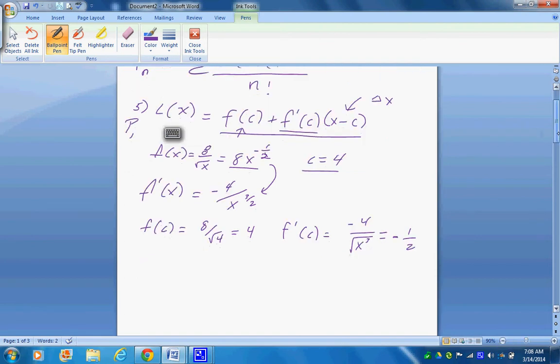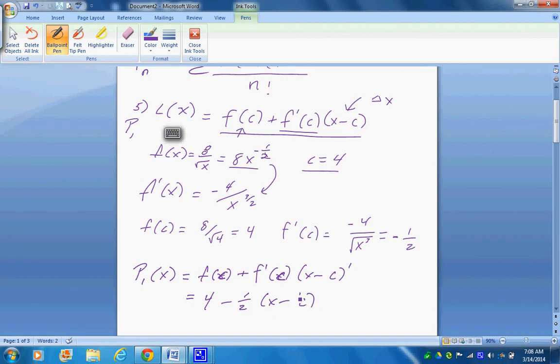And now I've really done my work. P1, and I'm going to call it P1 here, just to make the point we are moving on to something new, is equal to f of c plus f prime of c times (x minus c). And that's going to be the first power. Well, f of c is equal to 4 minus f prime of c, 1/2, times (x minus c). And there's my answer.